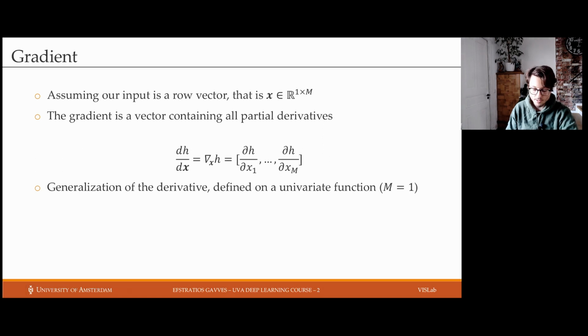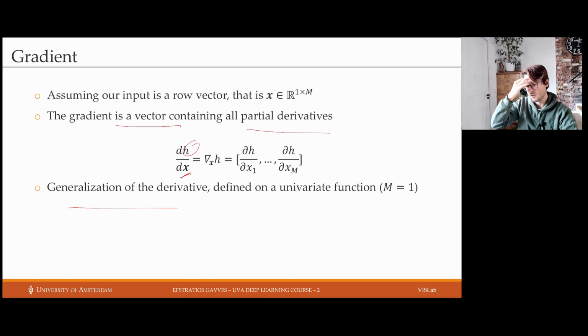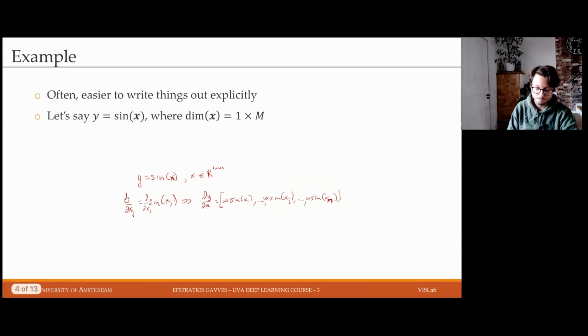So what is exactly a gradient? A gradient is a vector that contains all the partial derivatives of our function with respect to a vectorial input. And it's a generalization of the derivative when our input has more than one dimension.